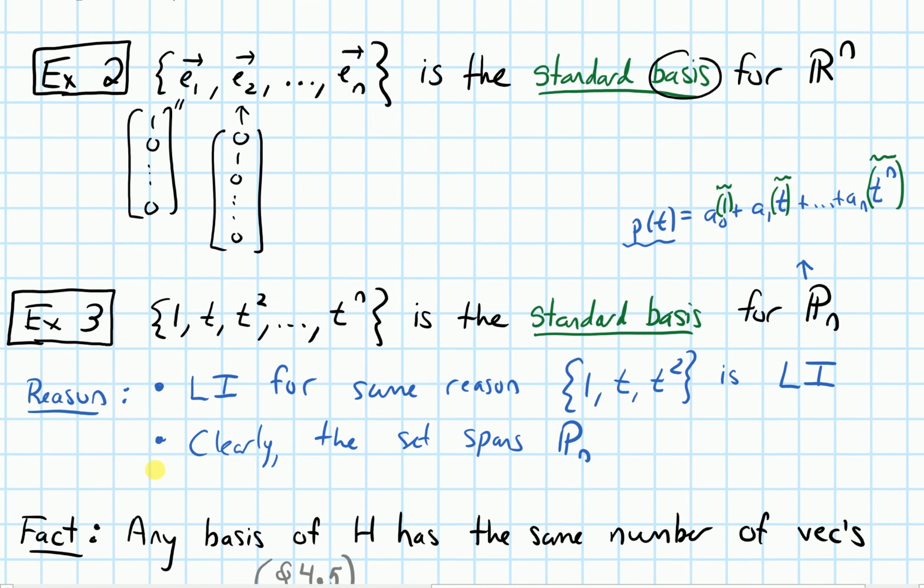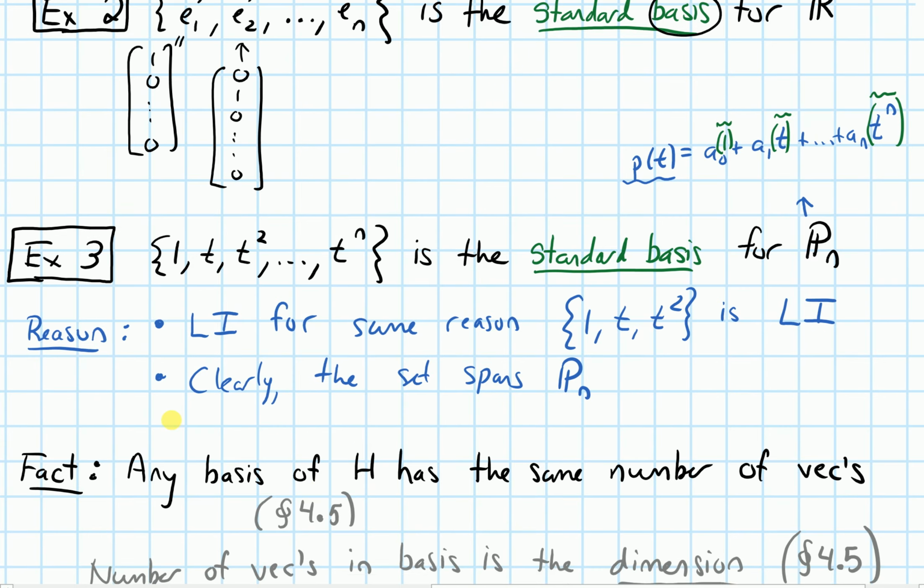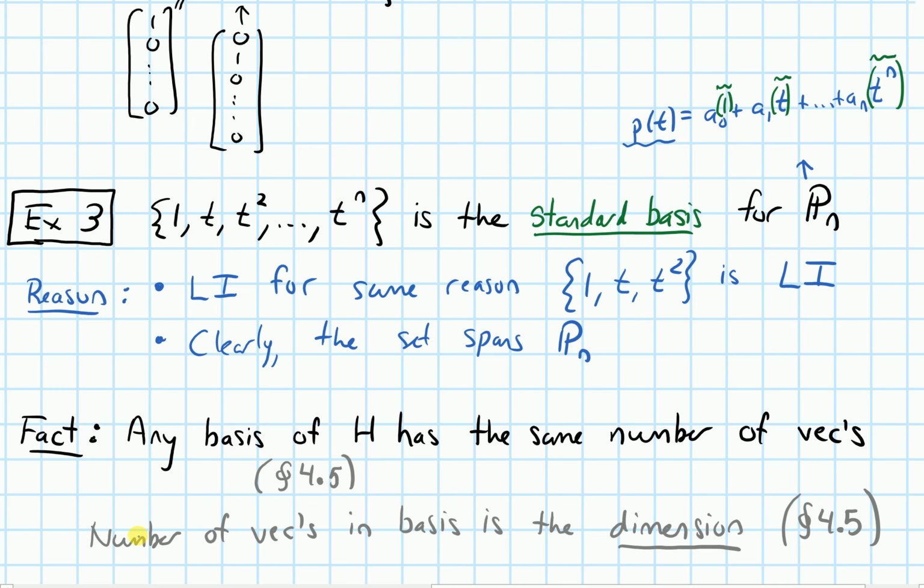Okay, I want to state a key fact about bases that we'll see again in section 4.5, so this is a little bit of a preview. Any basis of my subspace H will have the same number of vectors. We'll see this in section 4.5. The number of vectors in a basis has a special name. It's called the dimension of the subspace, or the dimension of the vector space. Again, we'll see this in more detail in section 4.5.